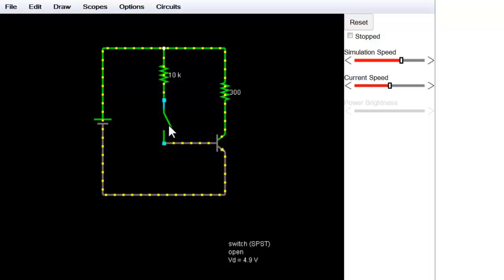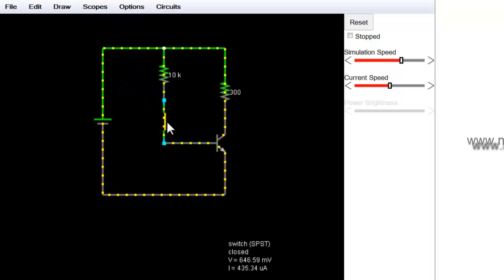So now let us close this switch. As expected, the current started flowing through the transistor, and we got the supply over here coming through the collector. So in this way, this transistor works as a switch.